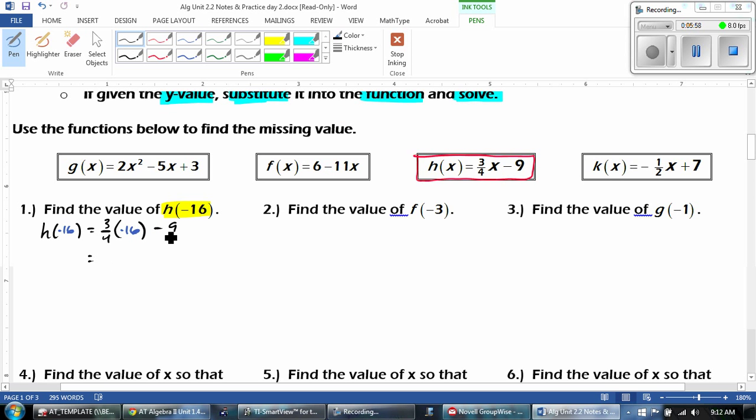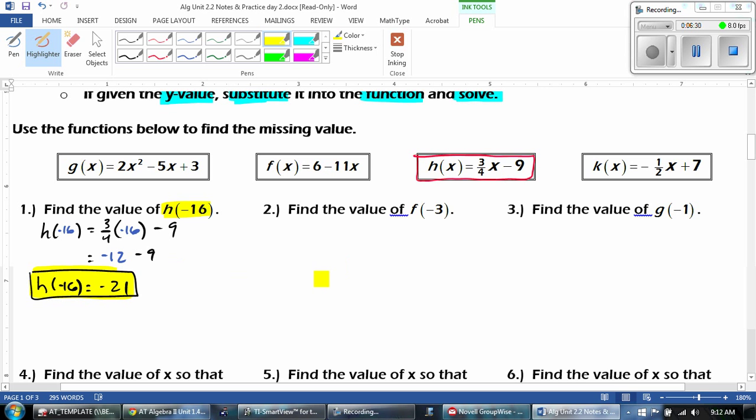So 3/4 times negative 16. Well, 3 times 16 is 48, and 48 divided by 4 is 12, so it's going to be negative 12. Negative 12 minus 9, we get negative 21. So h of negative 16 equals negative 21.